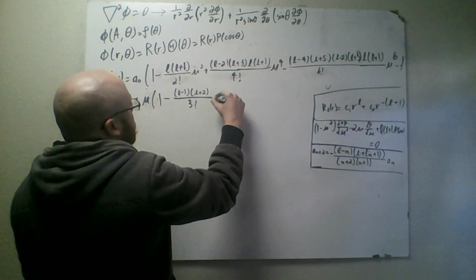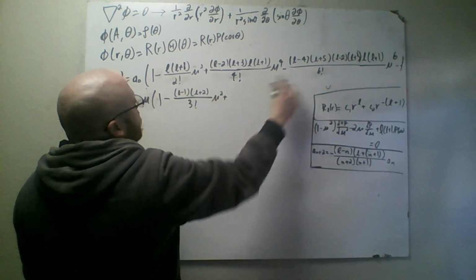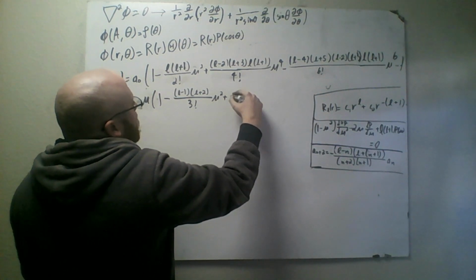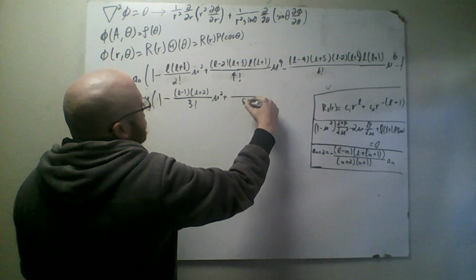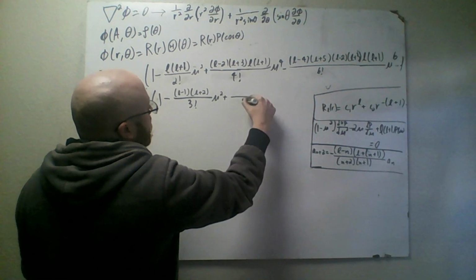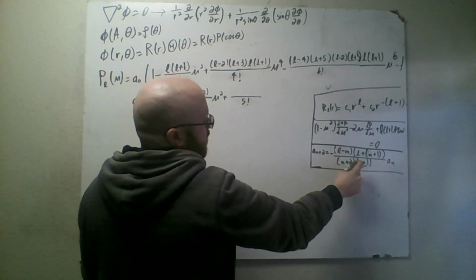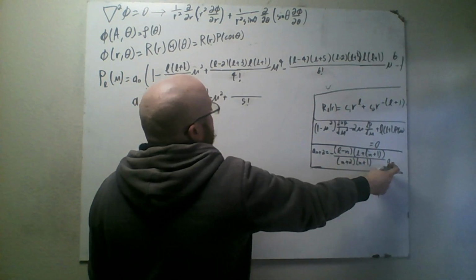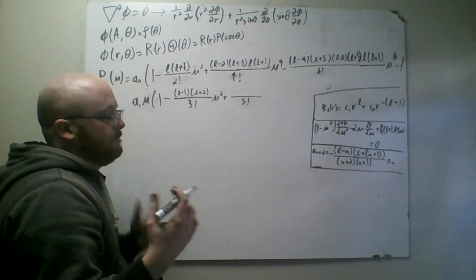Times mu squared plus, and I'm not going to do the full thing as I did up here. So anyway, this will be 5 factorial once you plug in 3, because we get 3 times 3 plus 2 is 5, 3 plus 1 is 4, 5 times 4 times whatever. The denominator of this is 3 factorial. It kind of works out.